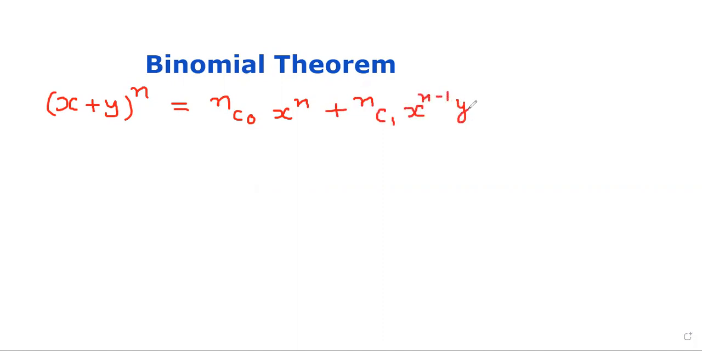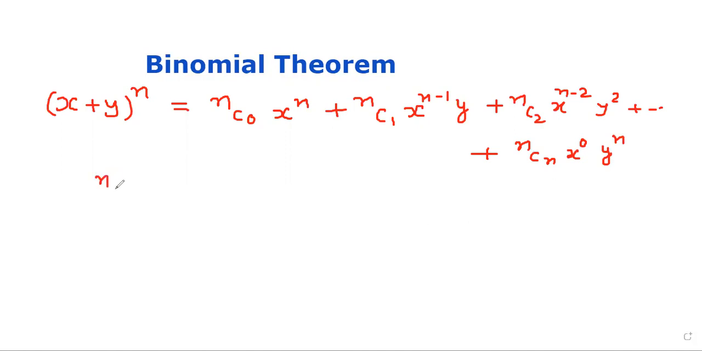Binomial theorem. Let's understand it. If you are given (x + y)^n, then it can be written as nC0 x^n + nC1 x^(n-1) y + nC2 x^(n-2) y^2 and so on. And the last term will be nCn x^0 y^n.